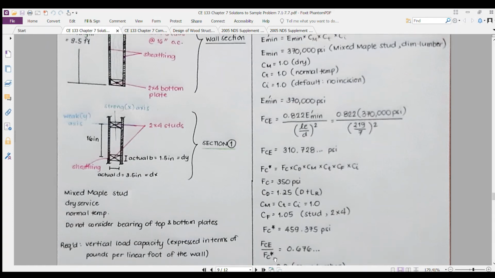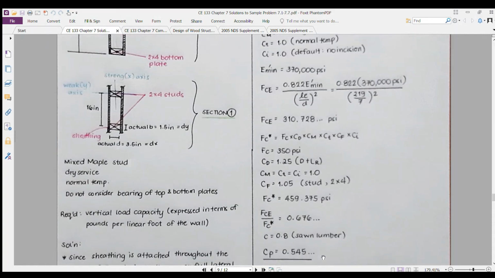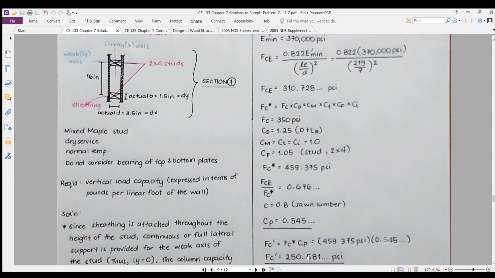Now getting the ratio between F sub CE over F sub C asterisk equals 0.676, and we have a value for c of 0.8 due to the sawn lumber. So getting the value for the C sub P is 0.545. Okay, so multiplying this C sub P to the F sub C asterisk will yield the value for the F sub C prime of 250.581 psi.